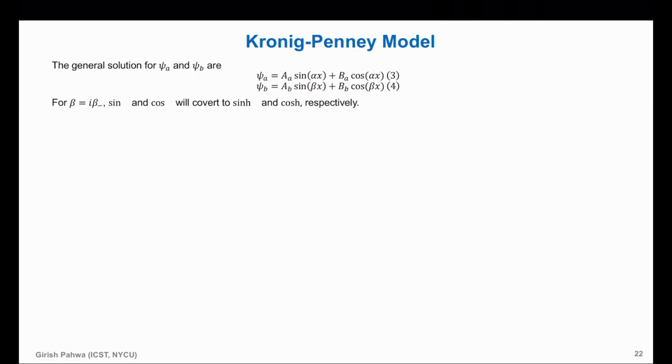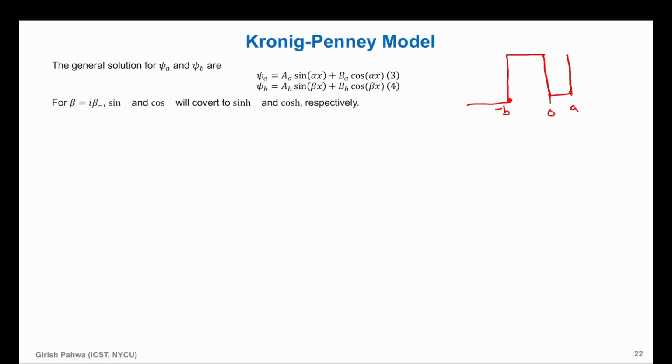Okay, now let's try to apply some boundary conditions. What are the boundary conditions? You have two regions. So this is 0 and this is A and this is minus B. Correct? This part.